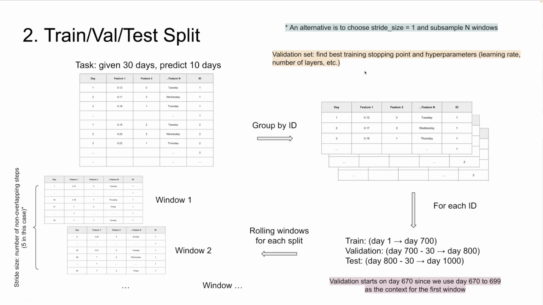The idea of having this validation set is because we want to use it to calculate the loss on the validation set so that we can find the best stopping point, and we can also define the best set of hyperparameters. So either learning rate or number of layers, etc.